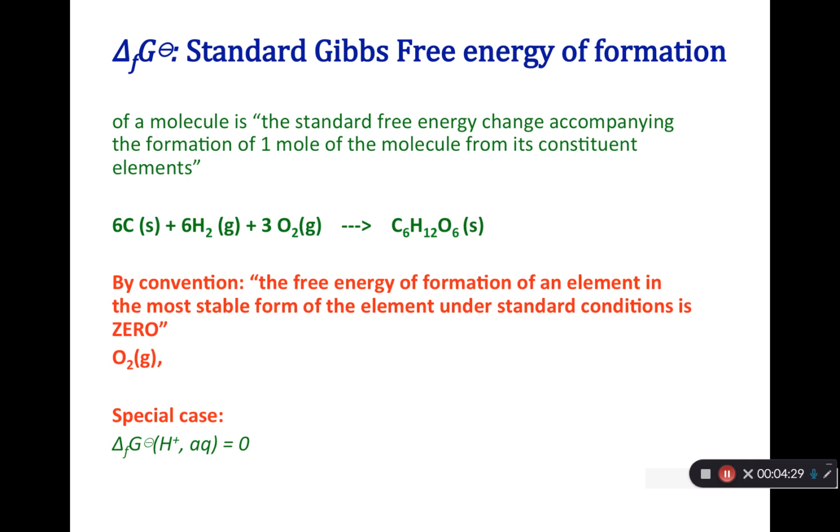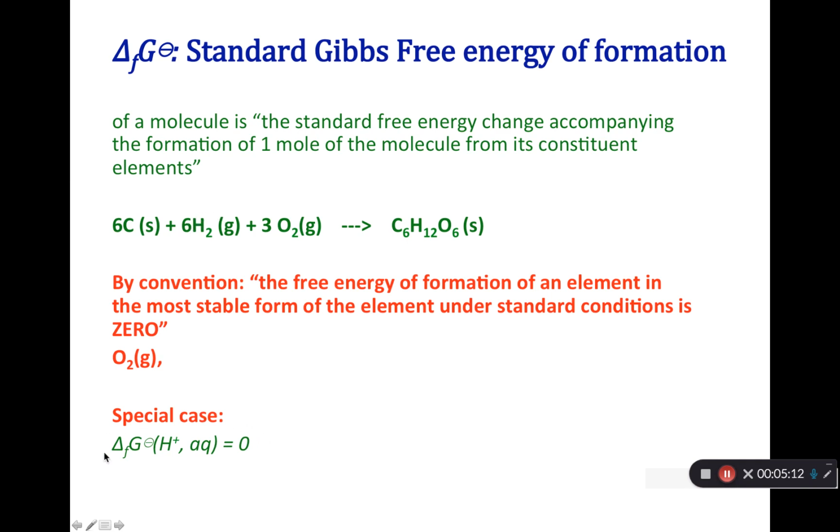Now, by definition, and this is important, or by convention, the free energy of formation of an element, such as oxygen, hydrogen, and carbon, or iron, in the most stable form of that element under standard conditions, is 0. So, for example, the standard free energy of formation of oxygen gas under standard conditions is 0. The same applies to hydrogen. The standard free energy of formation of solid carbon will be also 0, but the standard free energy of formation of, for example, liquid hydrogen will not be 0 under standard conditions.